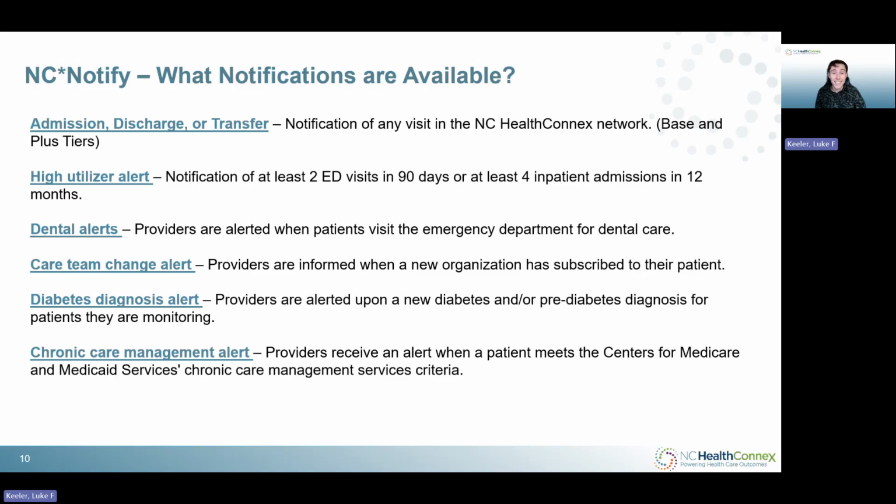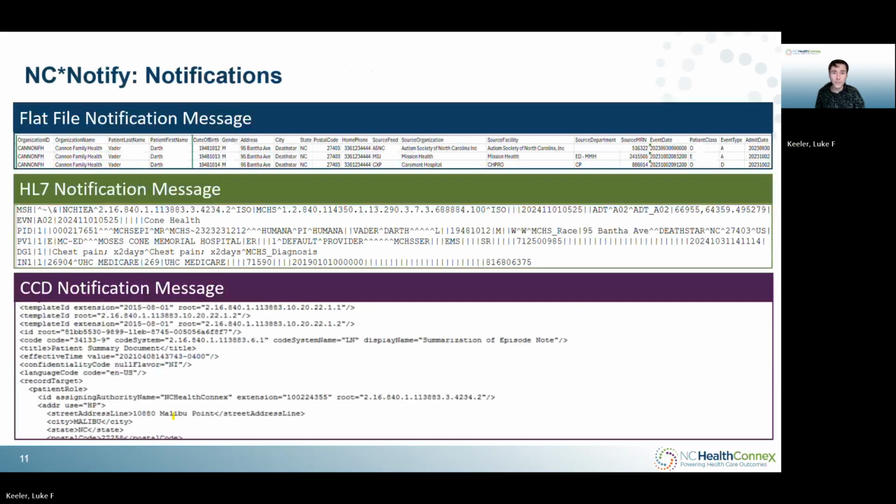We also have the diabetes diagnosis alert, and providers are alerted upon a new diabetes and/or pre-diabetes diagnosis for patients they are monitoring. This also is available on the Plus tier. And then we have the chronic care management alert, where providers receive an alert when a patient meets the Centers for Medicare and Medicaid Services chronic care management services criteria. This is also available on the Plus tier.